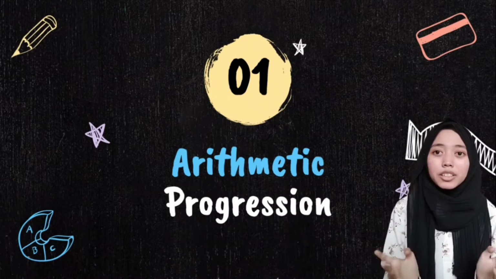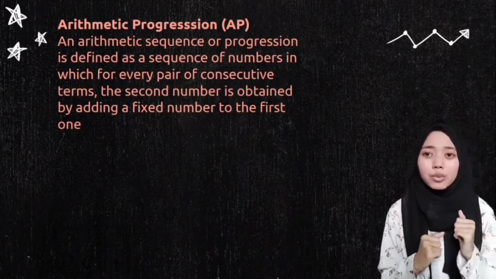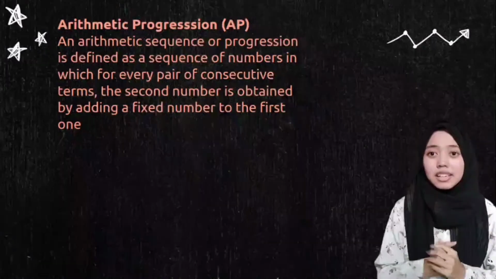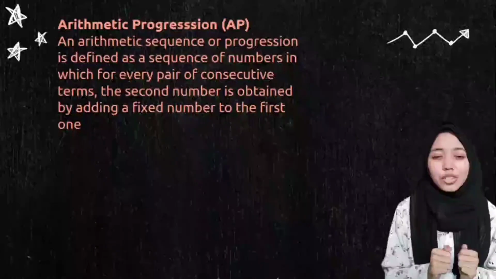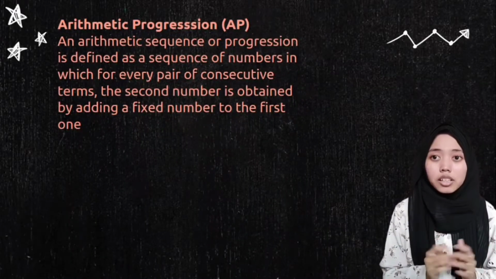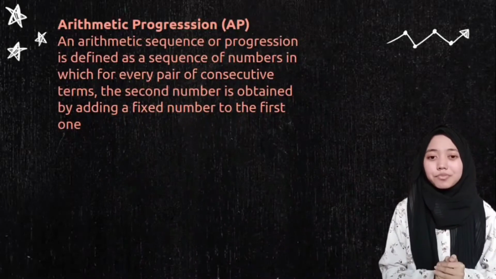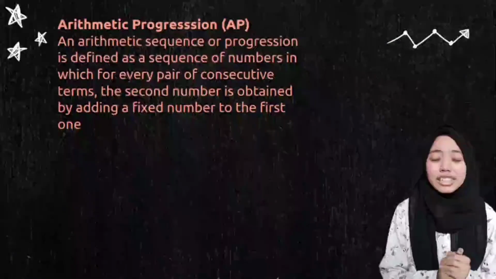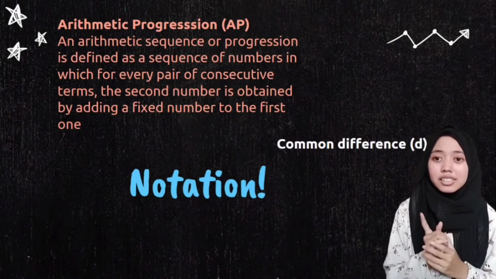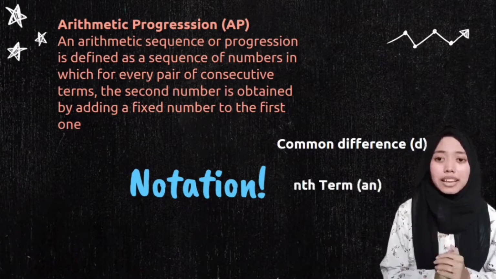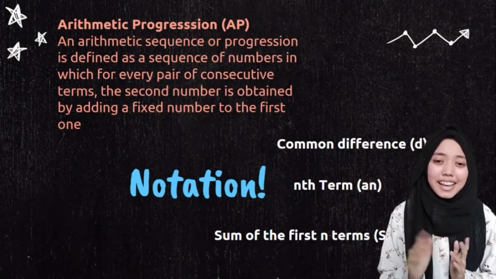The first one is about arithmetic progression. What is arithmetic progression, or we usually call it AP? It is a sequence of numbers in which for every pair of consecutive terms, the second number is obtained by adding a fixed number to the first one. The notation of arithmetic progression is common difference, or t, nth term an, and sum of the first n terms is Sn.